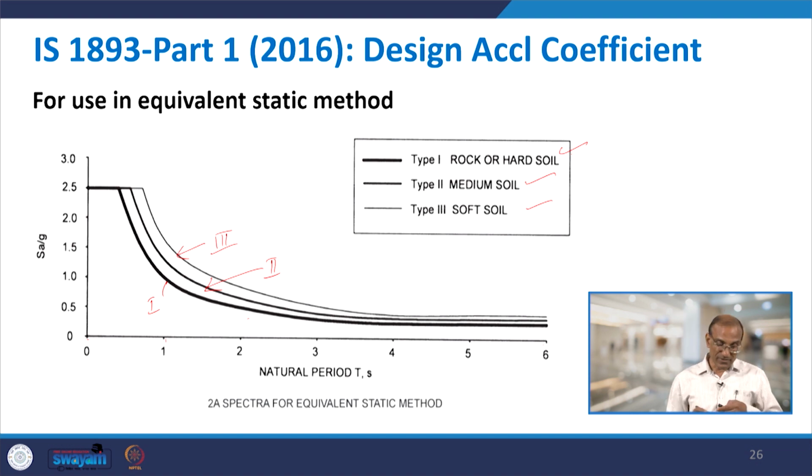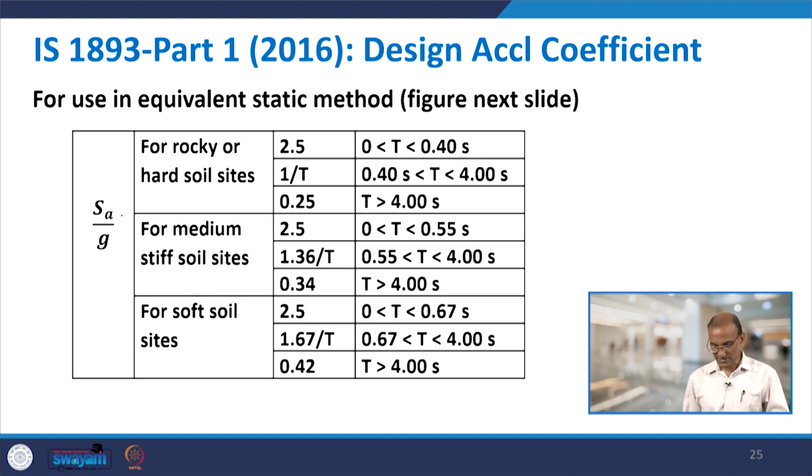So, the value of SA by G remains constant up to a certain value of T depending on your soil types, and that value is also constant, 2.5. Further, this curve can be divided into 3 parts. Let us say, if I discuss this curve for the third type of soil, this is the first part. The second part: in all the curves, it becomes a constant value after 4 seconds. So in this case, 3 parts are there in the curve and this is listed here.